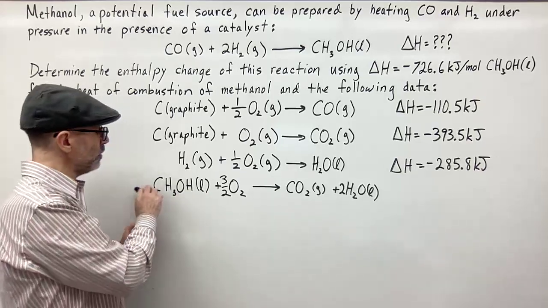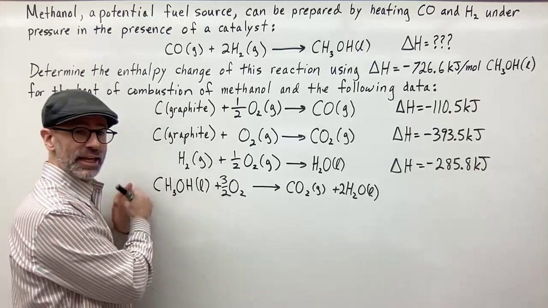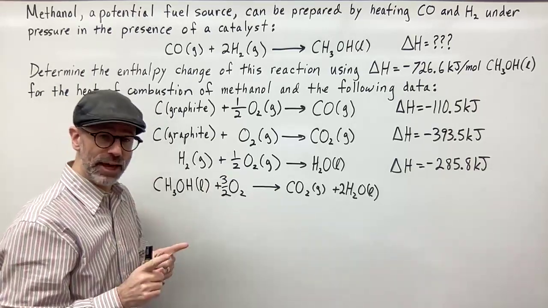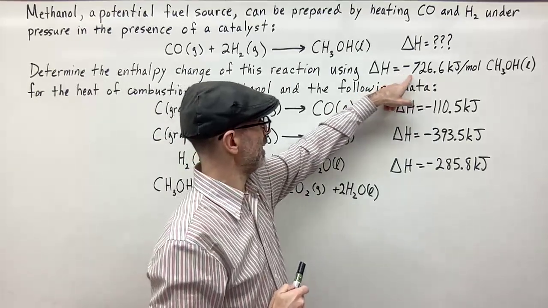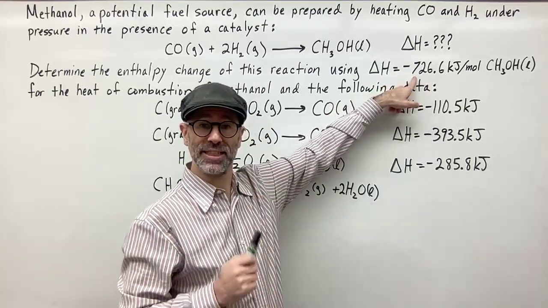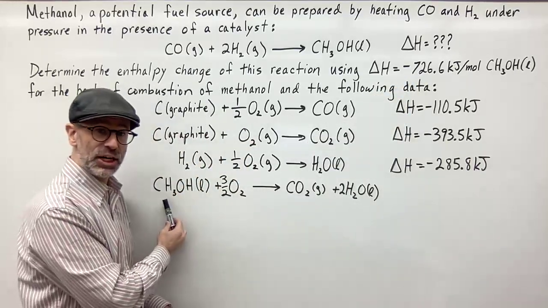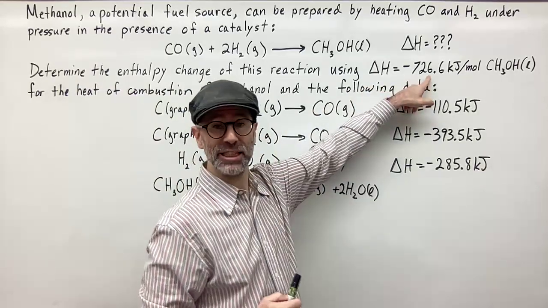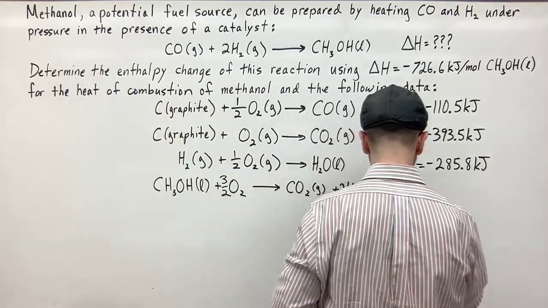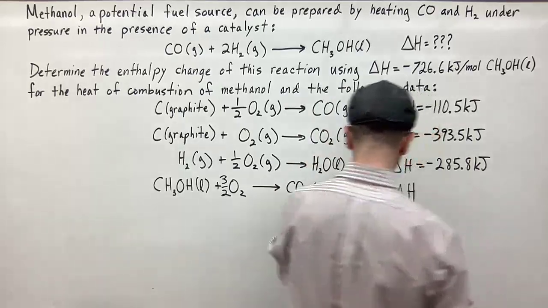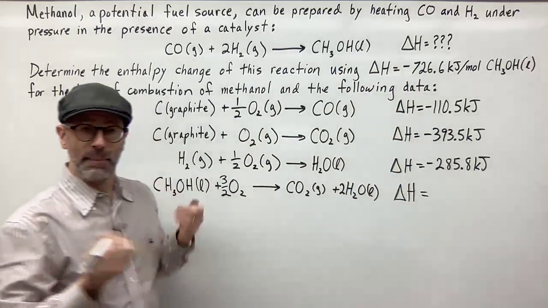You can multiply this by 2 and get rid of the fraction and then use that equation. But if you do that, you have to remember that they're giving you a negative 726.6 kilojoules per 1 mole. So if your equation has 2 moles in here, you're going to have to multiply this by 2 to get the delta H, right? So the delta H here for this reaction would have to be double that amount.